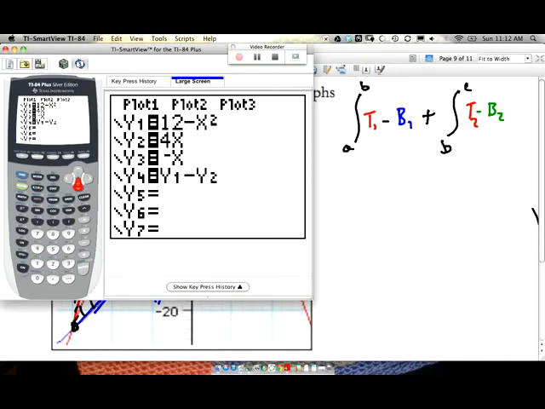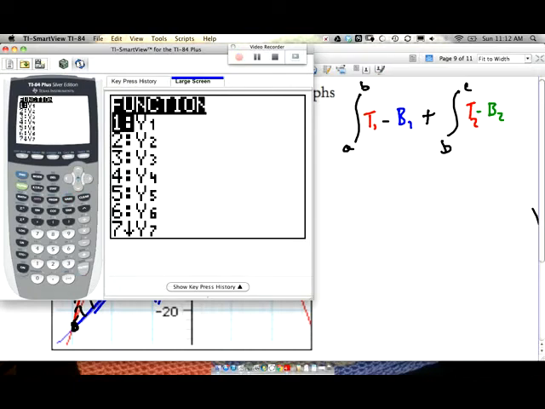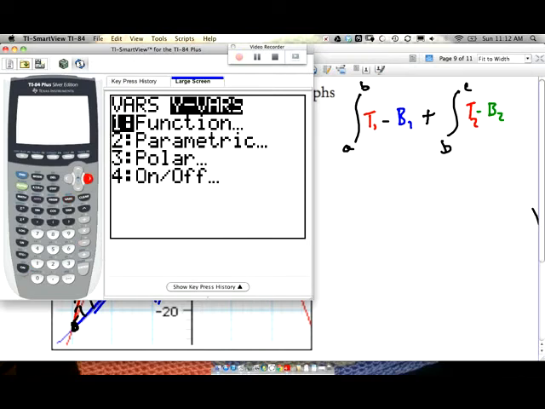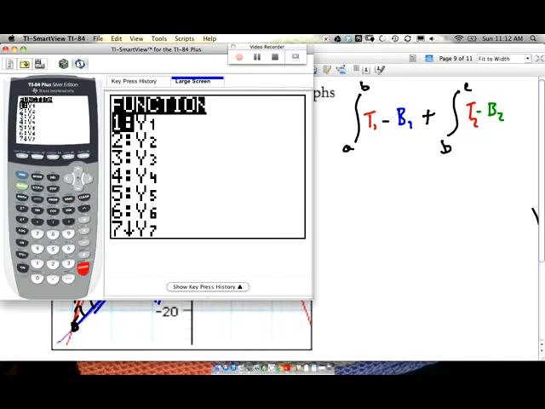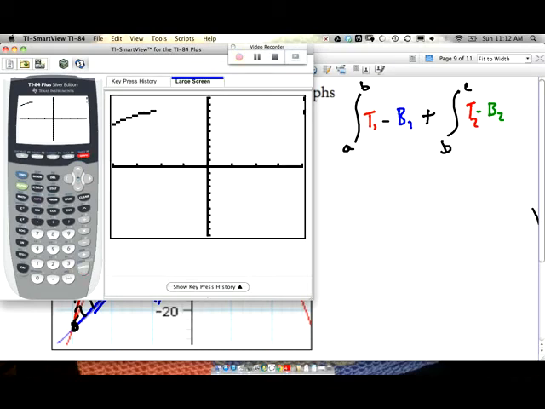And then for the next one, it's still y1. So we're going to do Y vars. It's the red, which is y1, but this time minus the green, which was y3. All right, so we got a whole bunch of stuff going on. Now I'm going to turn off these original pieces because I really just need the areas to calculate. So I'm going to go to my graph. And there we go. We got two curves.